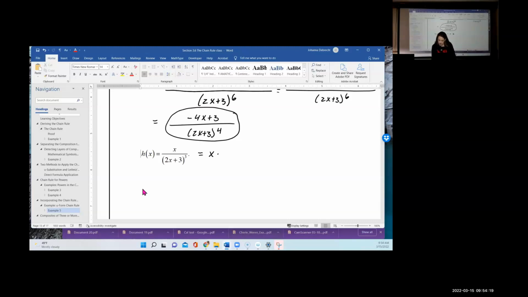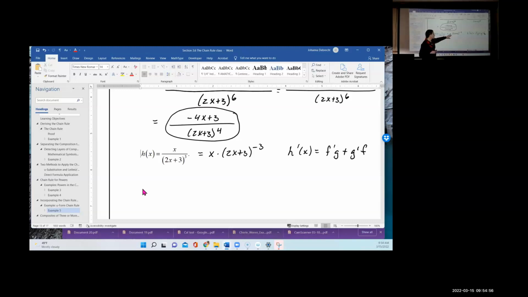So we have x times 2x plus 3 raised to the negative 3 power. This turns a quotient into a product. All right. Now that it's a product, we can do the product rule. So when we're looking at h prime of x for this form of it, we would have f prime g plus g prime f. Remember when you're doing the product rule that you get a plus, and when you're doing the quotient rule, it has a minus in it. So now we're going to do the product rule.